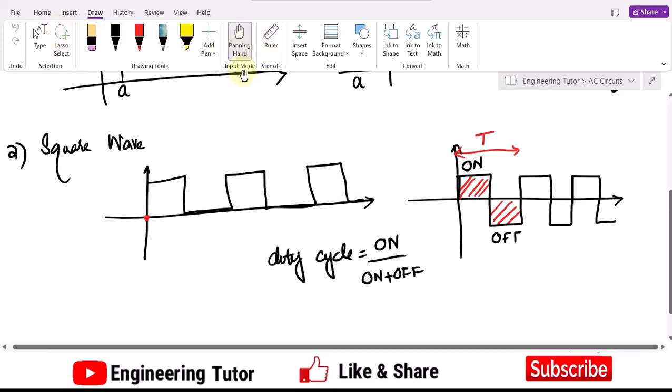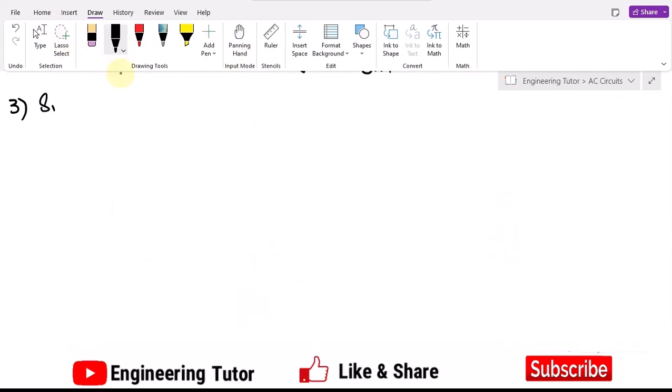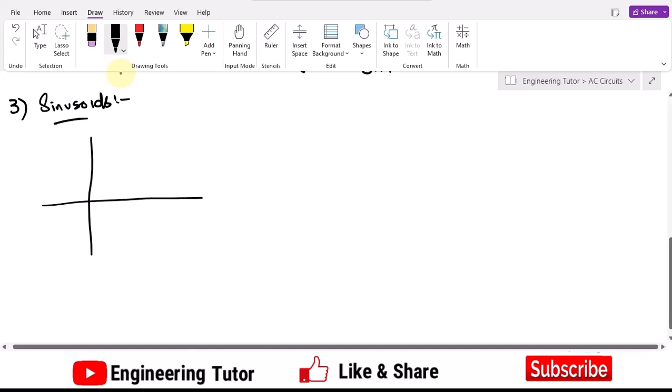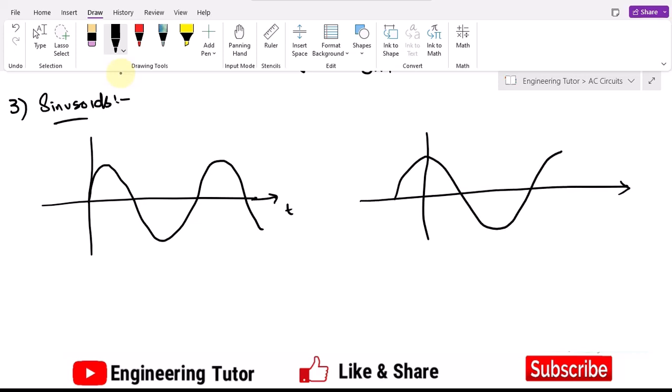Similarly, the third type of wave which we usually can see here is the sinusoids. So what are basically the sinusoids? So the first sinusoid is the sine wave. This is the sine wave, okay, with t, and the second one here, this is my x, the second one here is this cos wave.